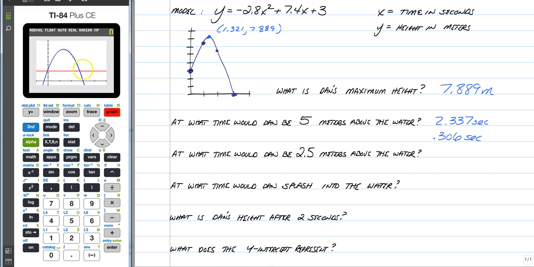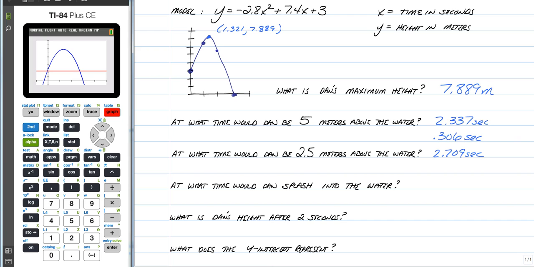So if we were to go, we would only have one intersection because we can't go back in time. So again, same keystrokes. Go find the intersection. You will end up with 2.709 seconds. Okay?